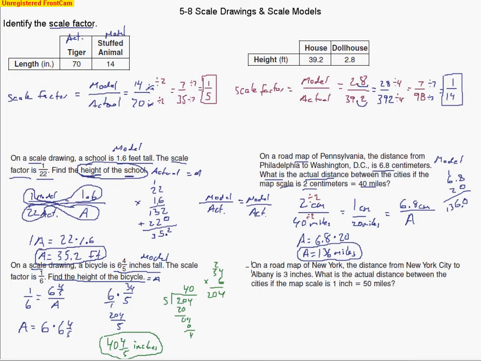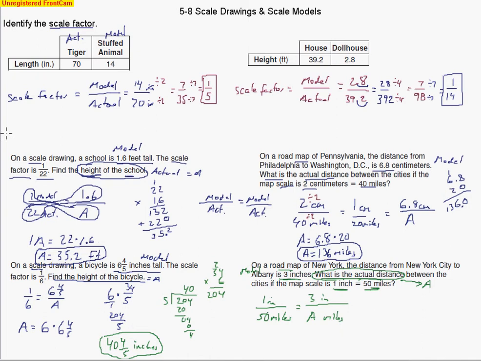And so on the next problem it says on a road map of New York, the distance between New York City and Albany is 3 inches. Okay, so again, this is the road map dealing with the model here. And then it says, what is the actual distance? They don't know what the actual distance is. So this is what our variable is going to be. So whatever the question is, that is what the variable is. So it tells us the scale factor. 1 inch is to 50 miles. And so we're going to set that equal to the next ratio, and that's going to be the model, which is 3 inches, over the actual, which we don't know, which will be in miles once we solve.